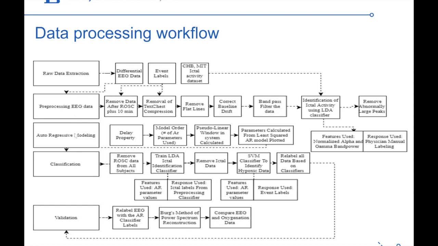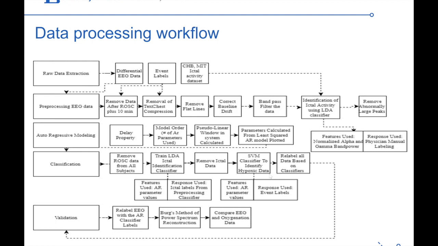Then we did what is called autoregressive modeling. We parameterized the power spectrum using an AR model, a technique used in signal processing, and then used that for classification. The first step is to see if the LDA classifier can pick up ictal or pre-ictal activity in the time series, which is seizure-like activity. Then we remove that, and the data that's left goes through an SVM, a support vector machine classifier. The goal was to identify the hypoxic state.